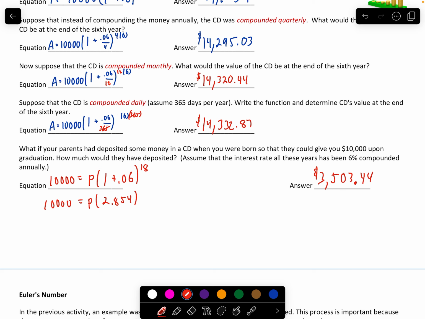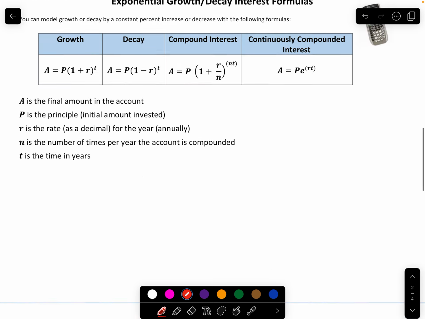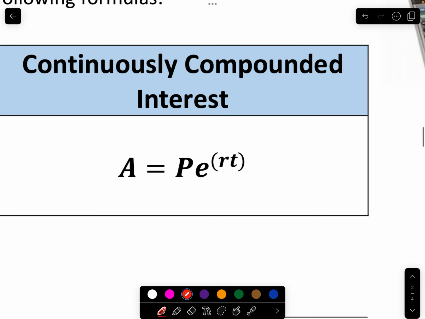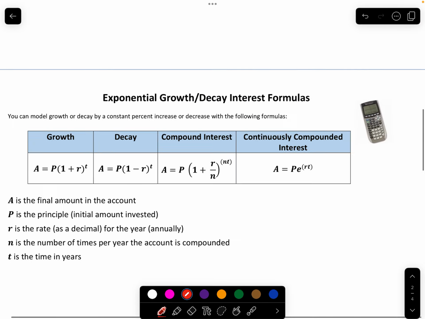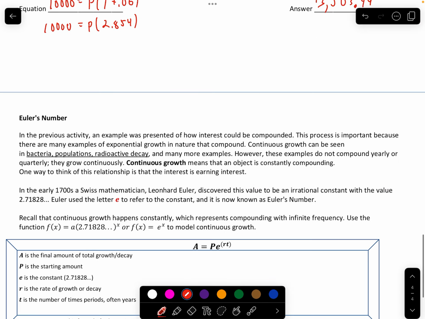Okay, so what that is saying here is if when you were born, your parents put $3,503 into an account that got 6% interest every year, when you graduated, you would get $10,000. We've used all of them except for this one here. That's where our last page is going to come into play.